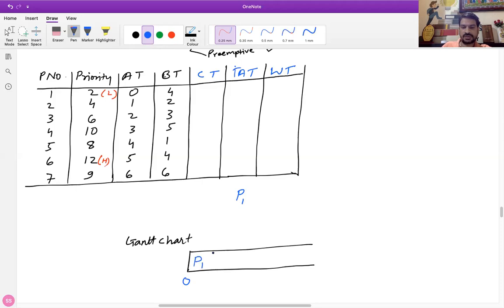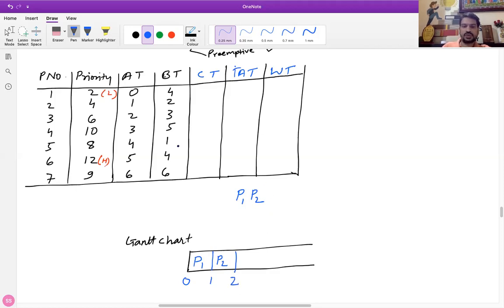So P1 will execute up to 1, right? At 1, what other processes are available? We have process 2 available. Now we'll find out between process 1 and process 2 which has the higher priority. Because a higher number has the higher priority, here P2 has the higher priority. So we'll take out P1 because P1 has lower priority, put it into the ready queue, and give the chance to P2 in the CPU, and it will execute for another unit of time.